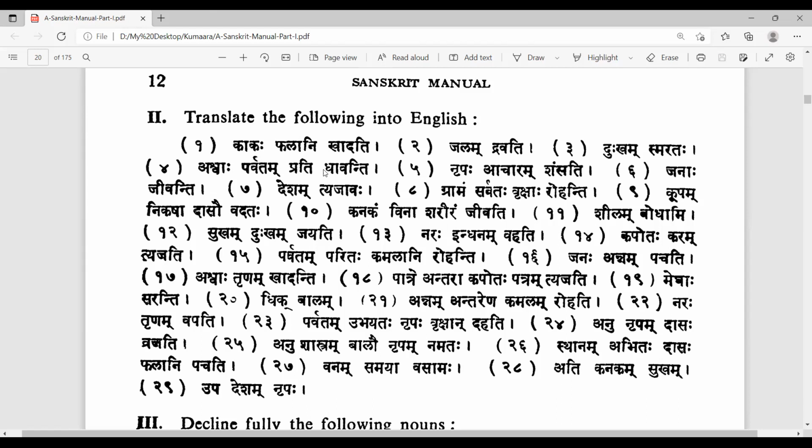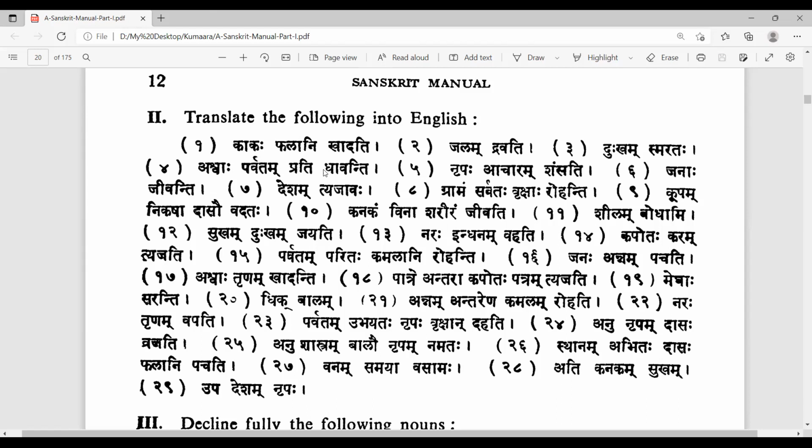Patram is napumsaka linga. Patram is the direct object. Patre is the indirect object. It is upapada vibhakti because of the word antara. In between the vessels, two vessels are there, so patre means two vessels. It cannot be saptami; if it is saptami, then it is ekavachanam. We cannot say in between the vessels. And I also thought inside the vessel.